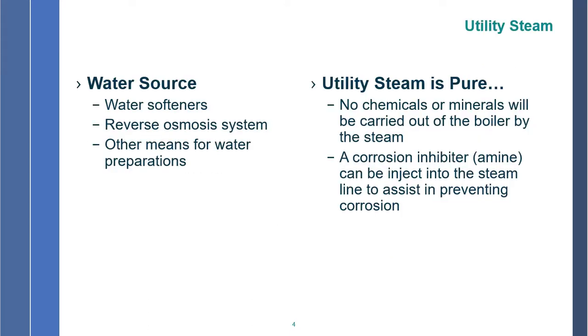Now, the water source that we use for the boilers can be water softeners, reverse osmosis, or other means of water preparation. But remember one thing, utility steam is pure. No chemicals or minerals will be carried out of the boiler by the steam. And sometimes we use a corrosion inhibitor. Amine can be injected in the steam line to assist in preventing corrosion in the steam system.